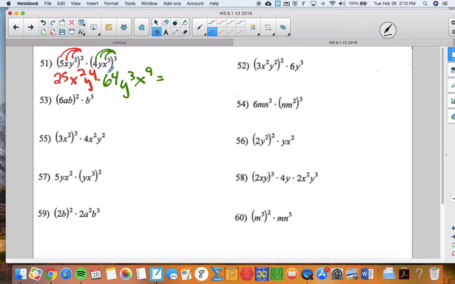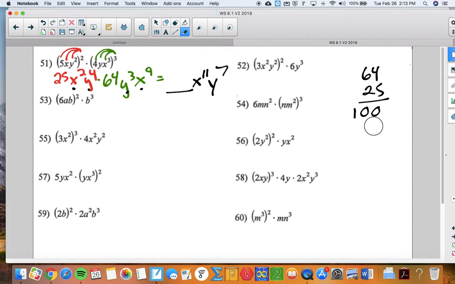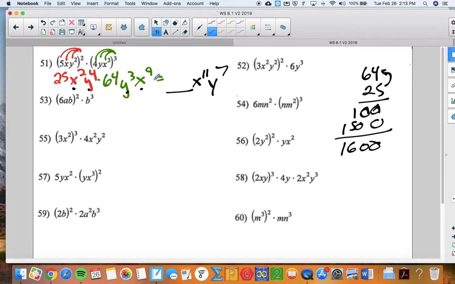25 times 64. Oh, lordy. I don't know. I'll do that in a second. Then we get, be careful, we have x squared and x to the 9, so that's x to the 11. And then y to the 4th times y to the 3rd, that's y to the 7th. Just use a calculator in the future here, folks. That's 100. I'm really just taking 25 times 4, and now I'm going to take 25 times 6, and that's 150. But I brought a 0 down. So I think it's 16. Yeah, that actually makes a lot of sense. That's 1600. You take a quarter of 64, and then, anyway.